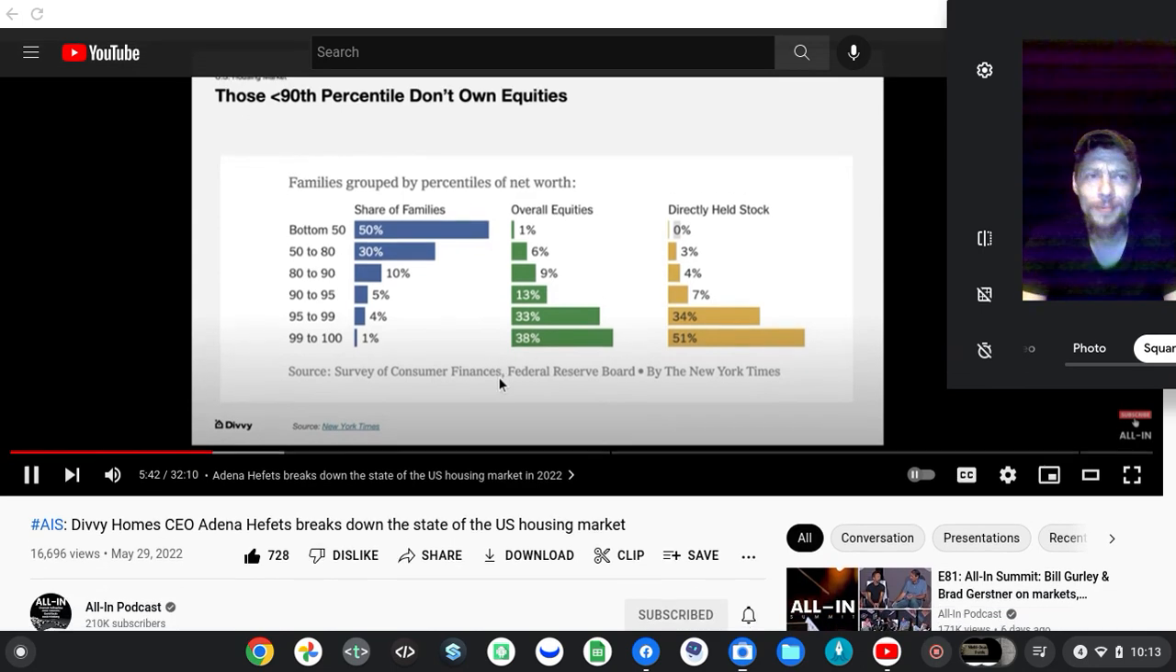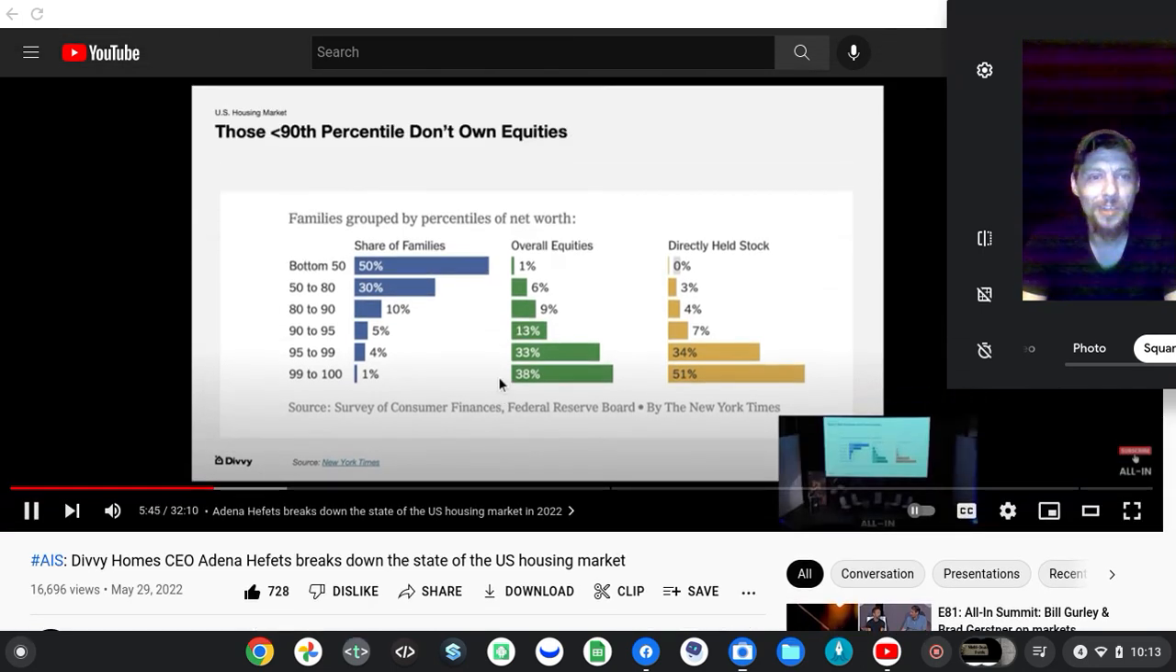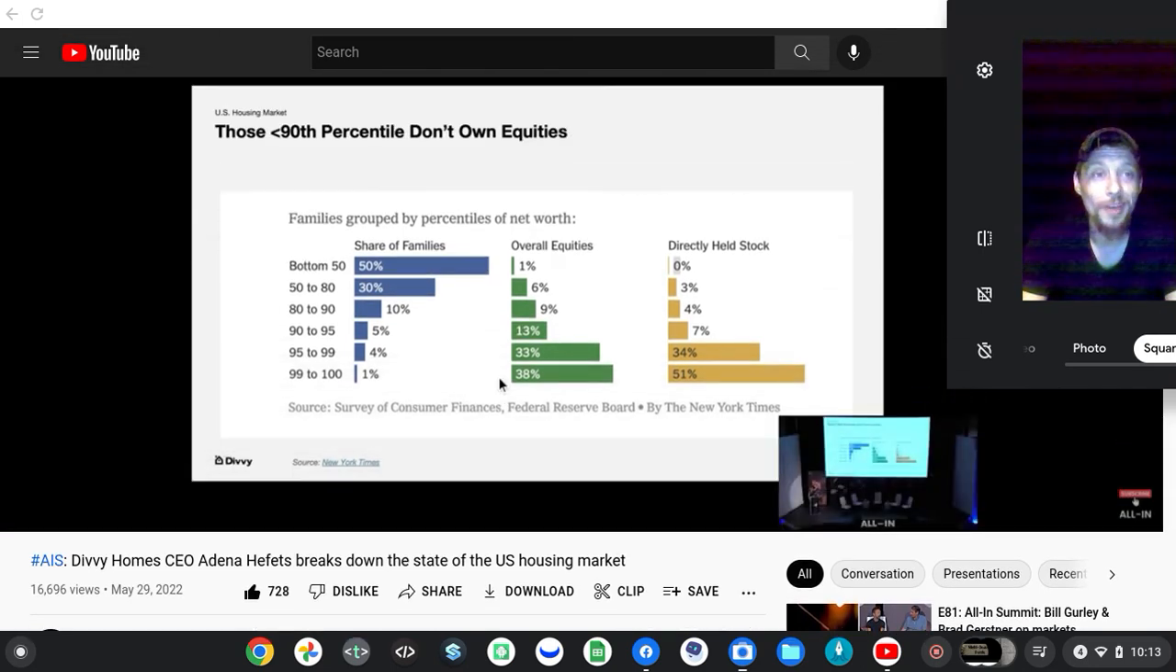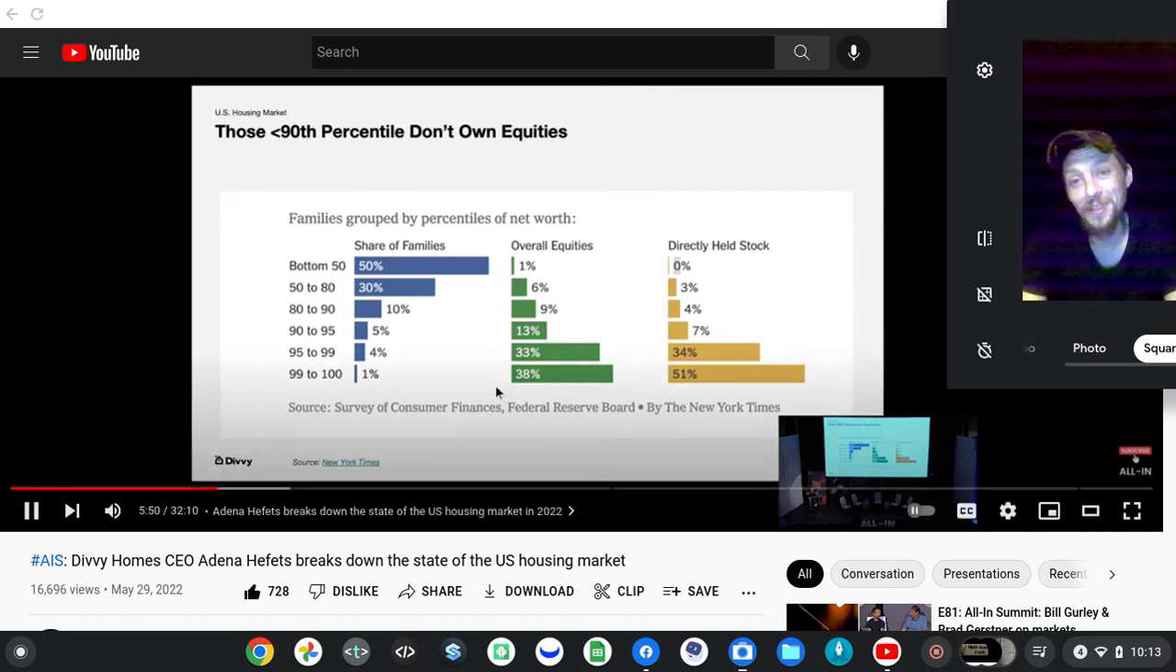Right? And if you look at the top 1% of income earners, they own 38% of overall equities, which includes retirement accounts and everything. Remember, it's that big asset class. And they own 51% of all directly held stocks.